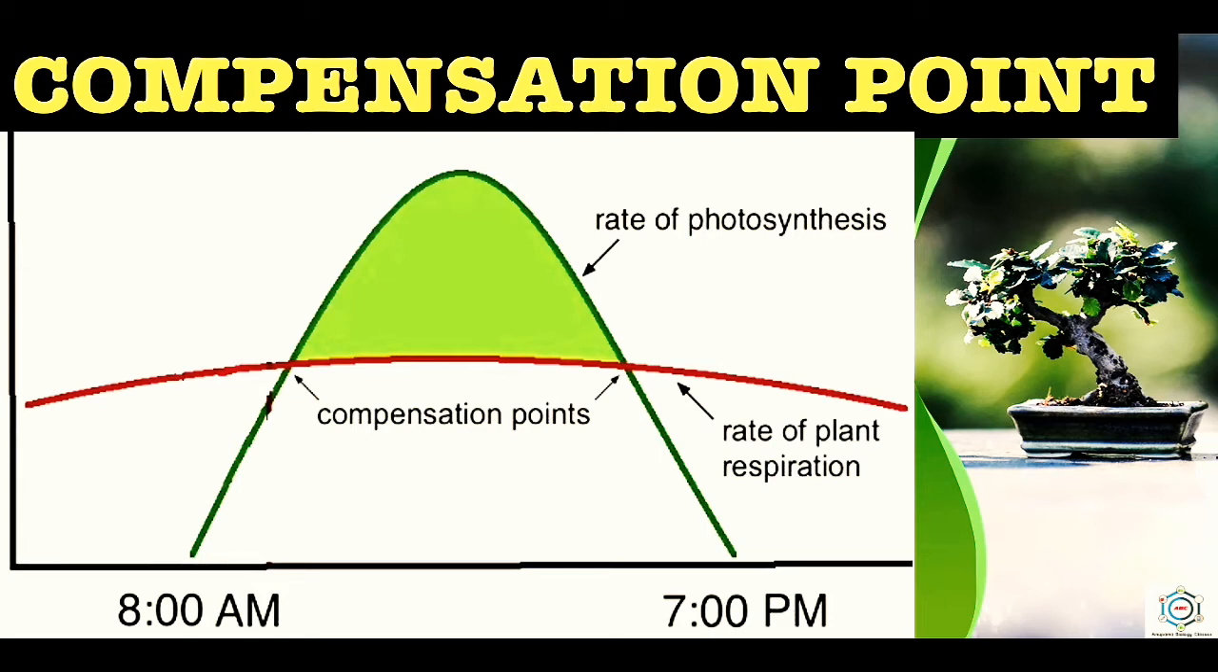If the light intensity increases beyond the compensation point, the rate of photosynthesis increases proportionally until the point of light saturation is reached, beyond which the rate of photosynthesis is no longer affected by the light intensity. Carbon dioxide intake in photosynthesis balanced with carbon dioxide release in respiration is the compensation point.